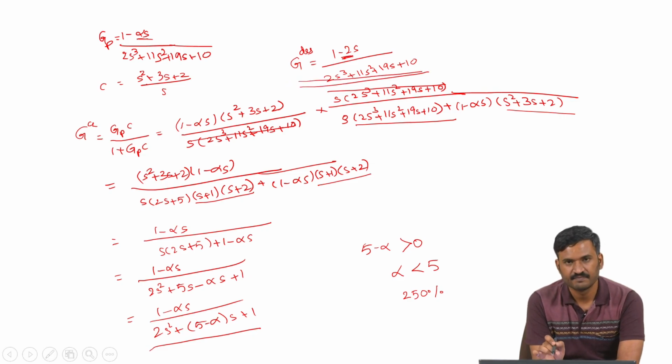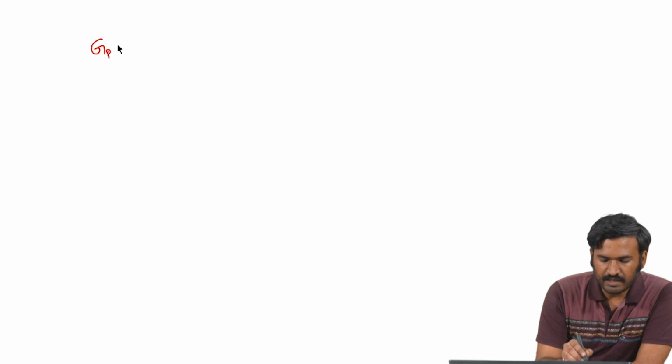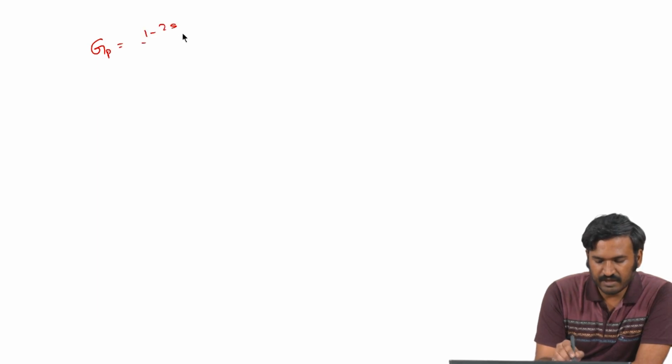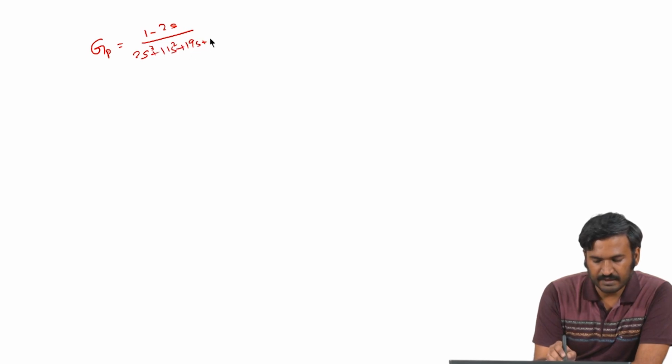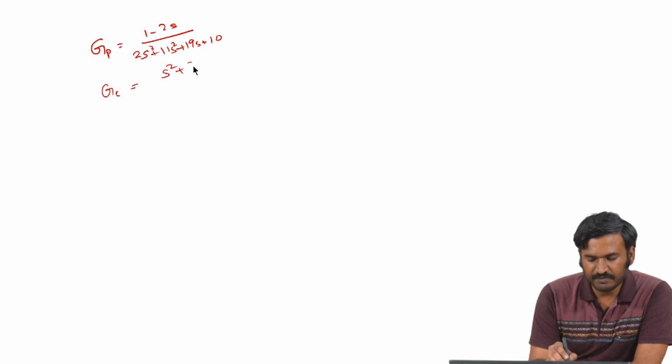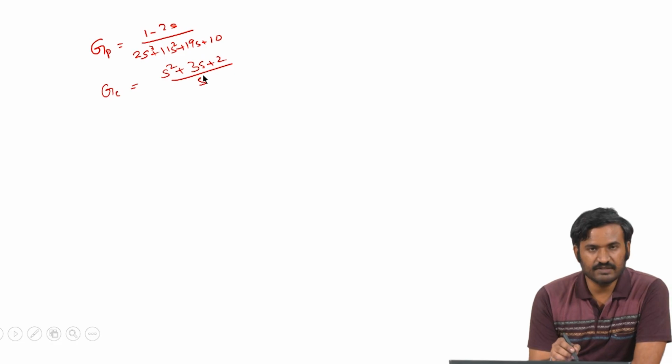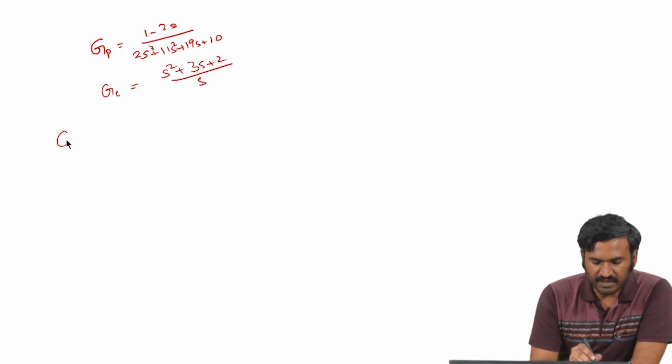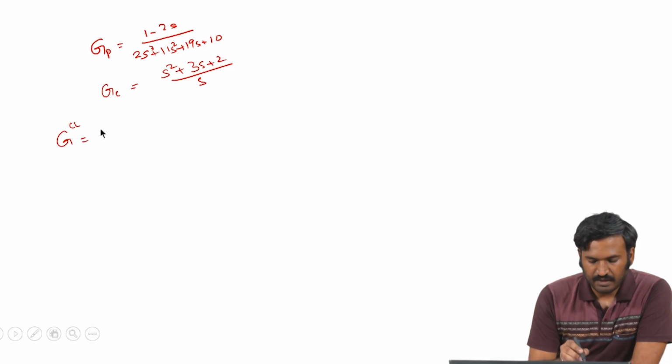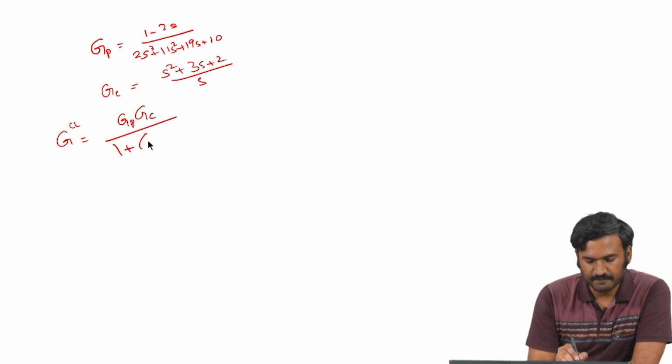g desired. So, the Gp is 1 minus 2s divided by 2s cube plus 11s square plus 19s plus 10, and we have controller configuration which is s square plus 3s plus 2 divided by s. Now, using these two, we can compute the closed loop transfer function which is GPGC divided by 1 plus GPGC.